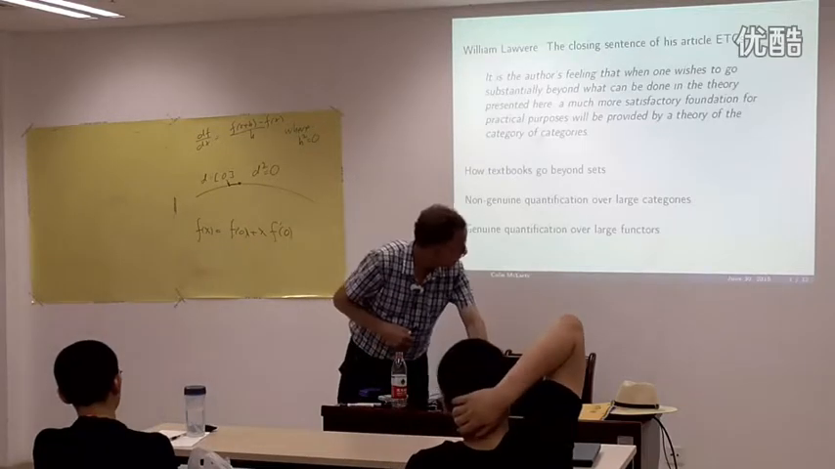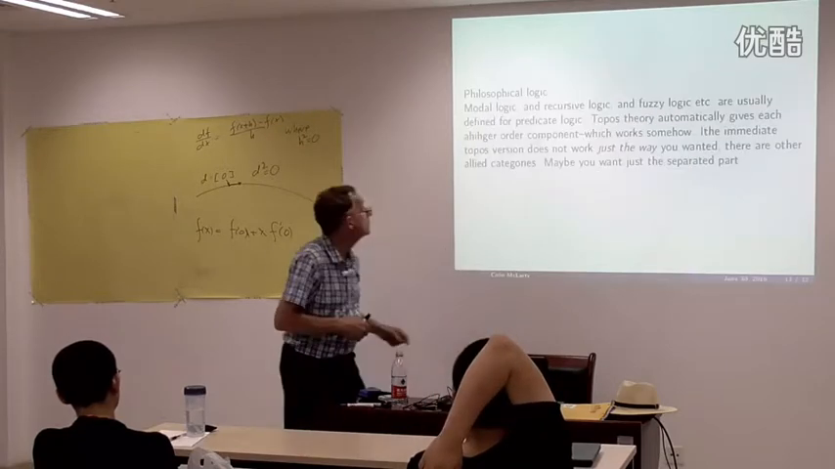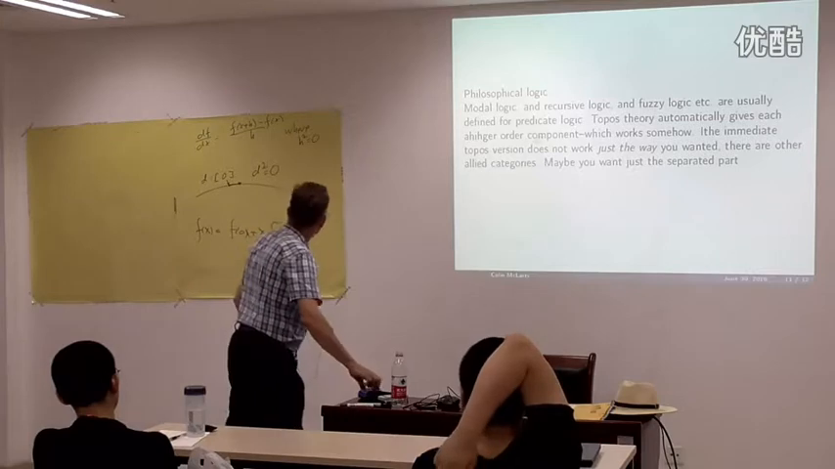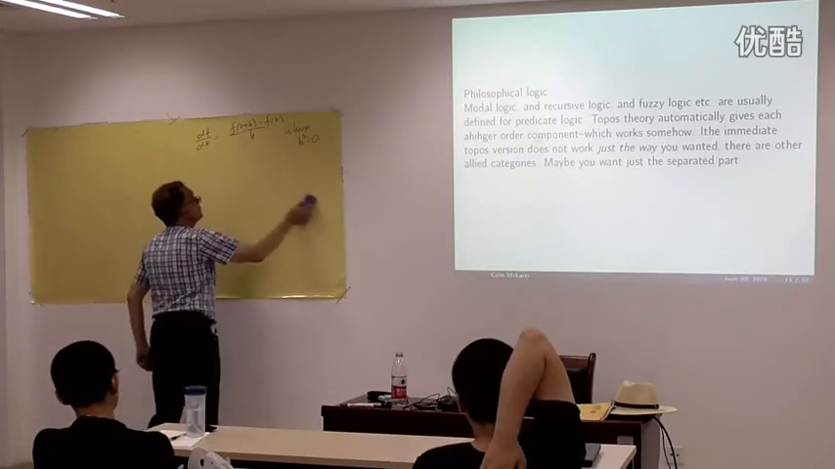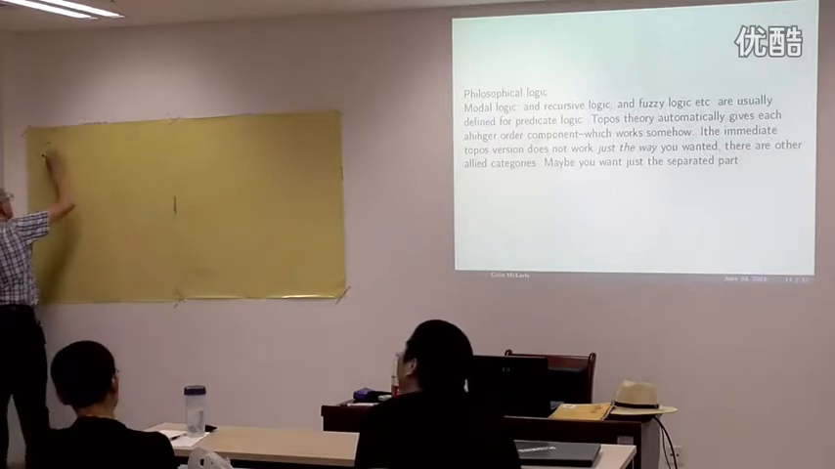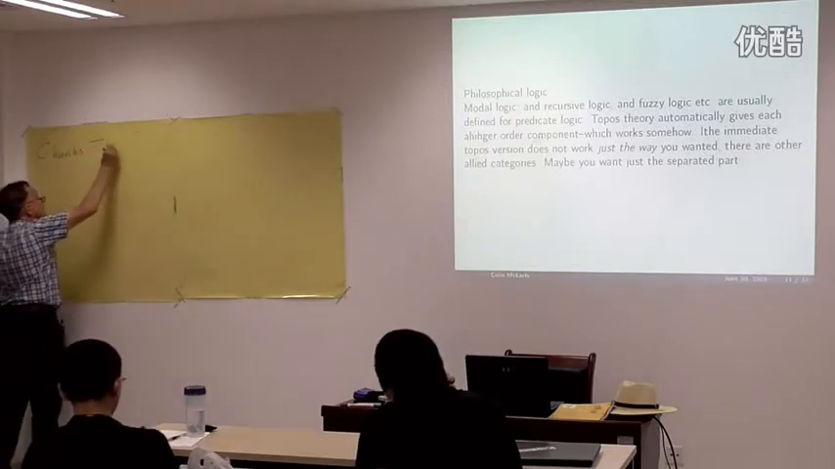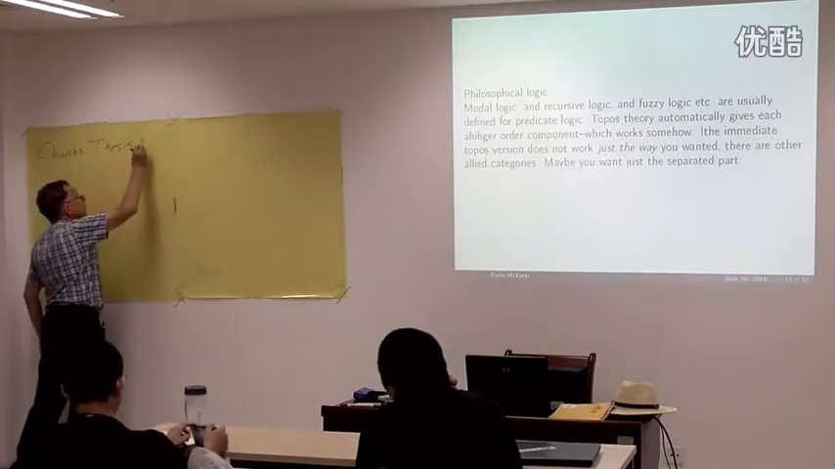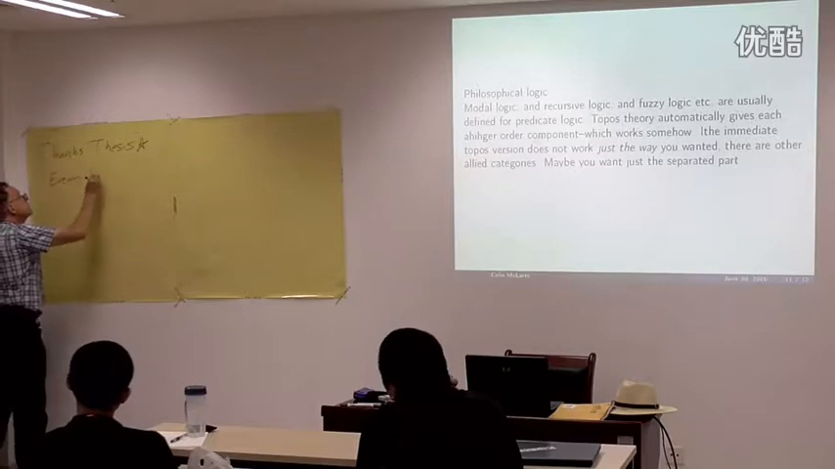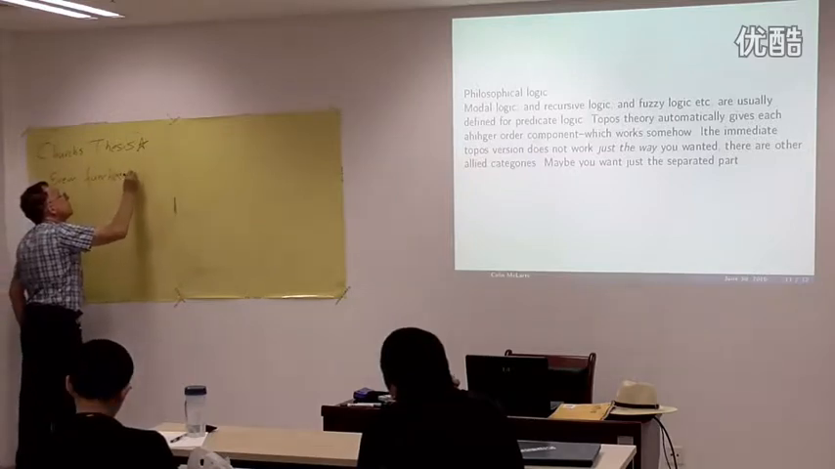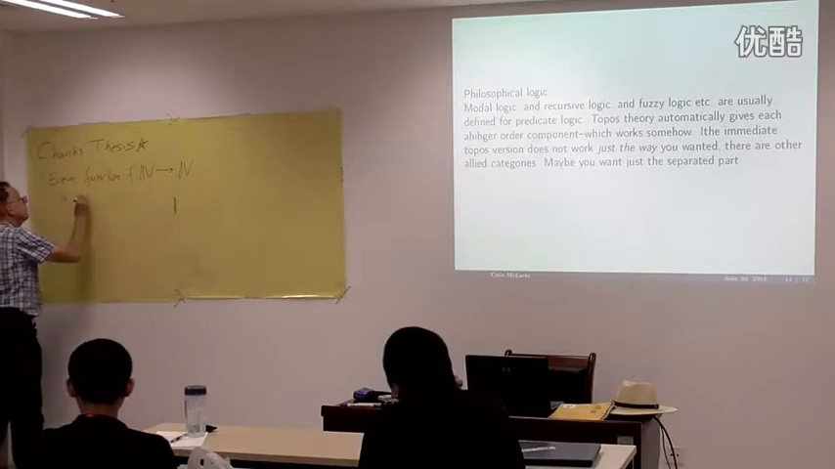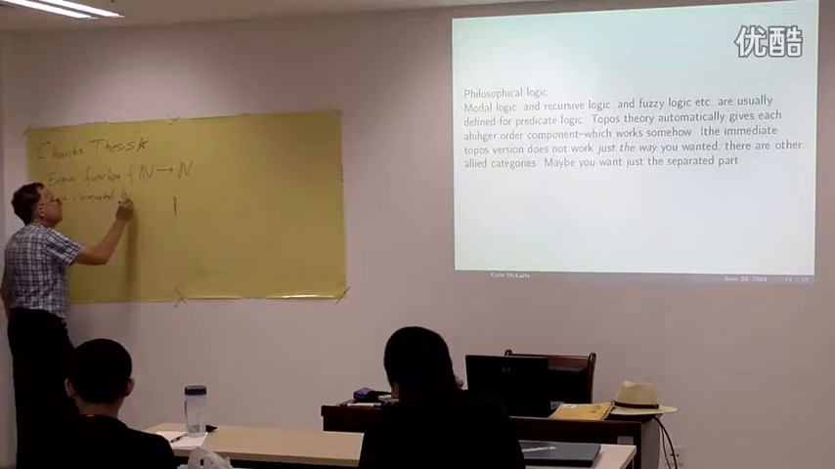Recursive logics. People give realizability interpretations. We want Church's thesis. And what I'm going to write, I'm going to put a star on this, because what I'm going to write is not actually Church's thesis. Every function f from the naturals to the naturals is computed by, I'm going to say, a Turing machine.